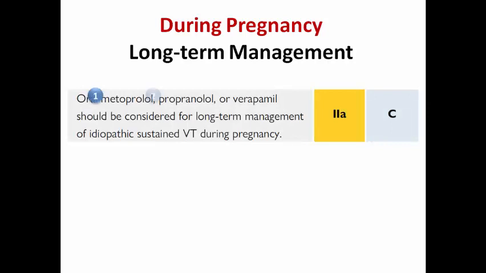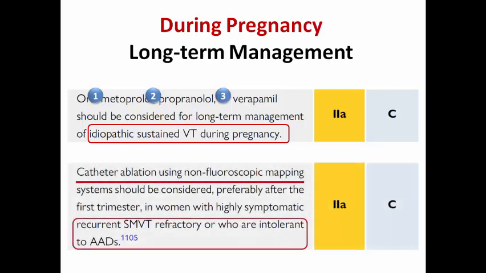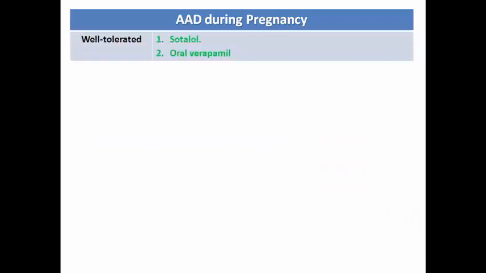We can use metoprolol, propranolol, or verapamil for long-term management of idiopathic sustained VT during pregnancy, and catheter ablation sometimes is indicated for recurrent sustained monomorphic VT refractory to antiarrhythmics or not tolerated, but using non-fluoroscopic mapping to reduce radiation exposure and better to be after the first trimester for highly symptomatic patients. So the antiarrhythmics that are well tolerated during pregnancy are sotalol and oral verapamil.